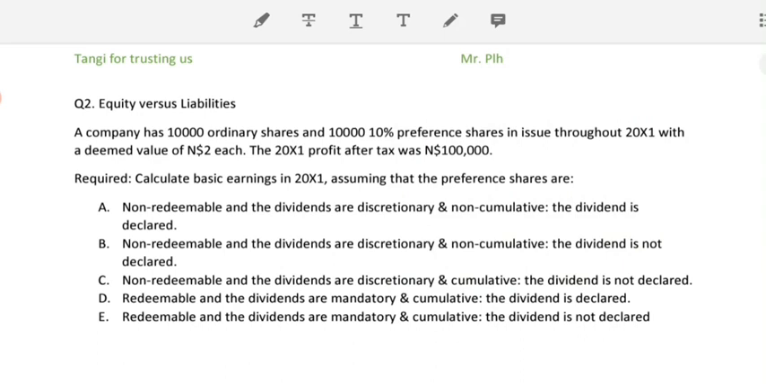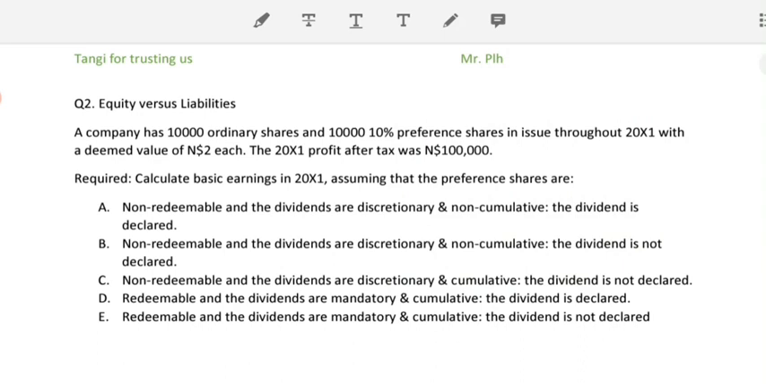There's a declared dividend. In B, they are still non-redeemable, and the dividends are discretionary and non-cumulative and not declared. In C, they are non-redeemable and the dividends are discretionary and cumulative, and there was something that was declared. In D, they are redeemable and the dividends are mandatory and cumulative, and the dividend is declared. In E, redeemable and dividends are mandatory and cumulative.